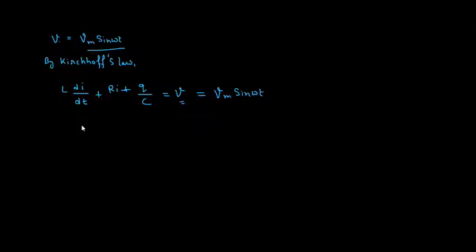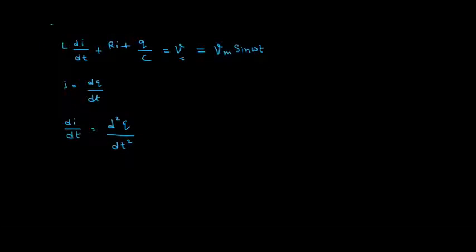Now, we know that I is equal to dq by dt. If we differentiate q, dq by dt, we get I. Therefore, if we differentiate I again, di by dt, we get d2q by dt square. Thus, in terms of q, the voltage equation becomes, if we differentiate this equation twice, then we get the voltage.